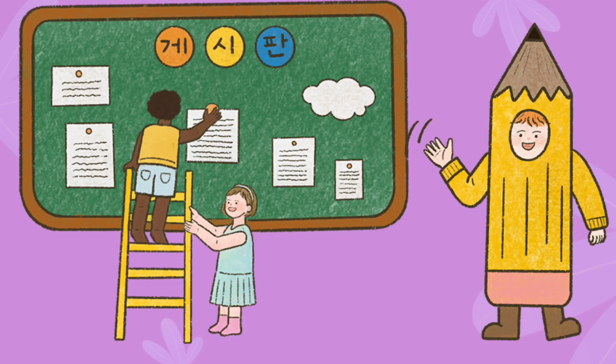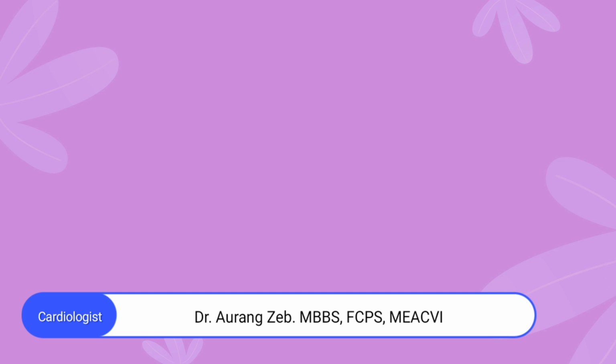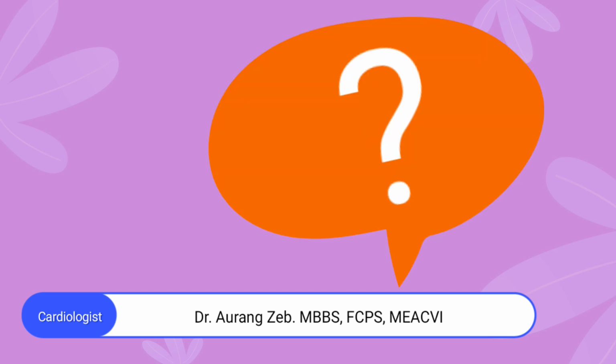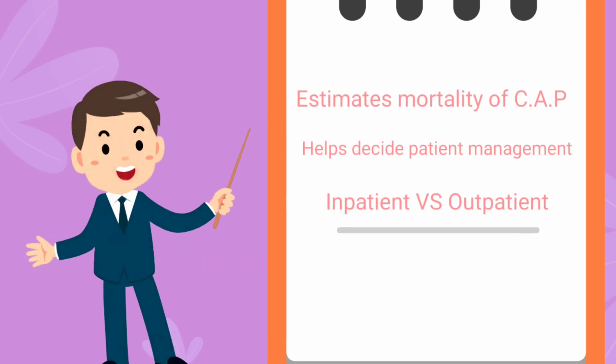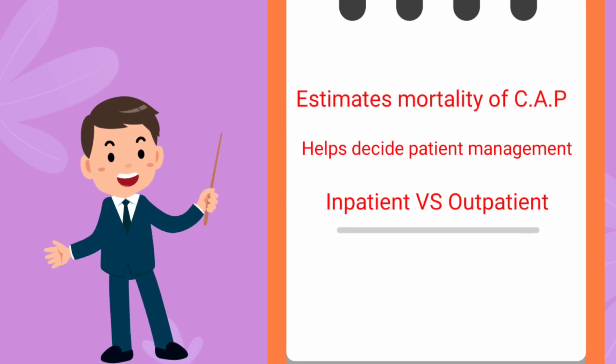My name is Dr. Aurangzeb and I am a consultant cardiologist working at Severity Teaching Hospital in Swat. Today we are going to discuss the CURB-65 score, a clinical score used to assess the severity of pneumonia and to formulate and recommend a management plan for these patients.